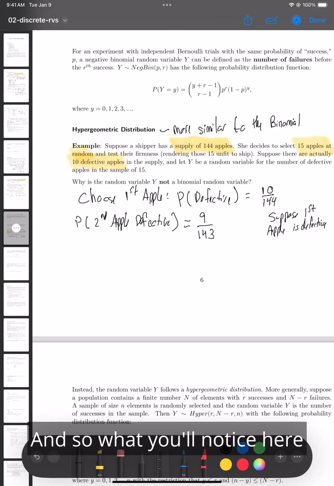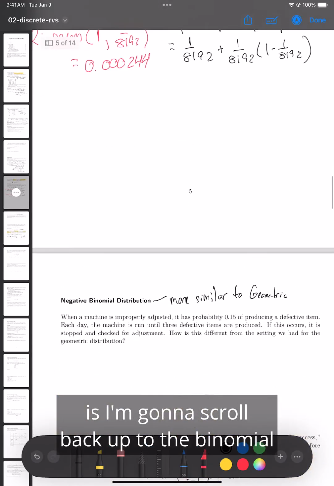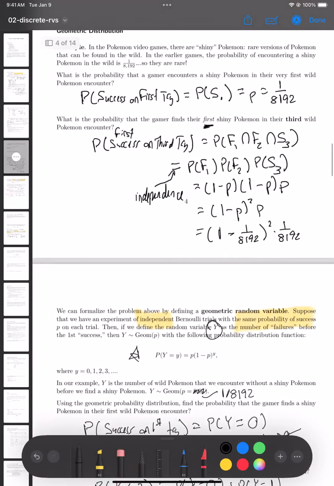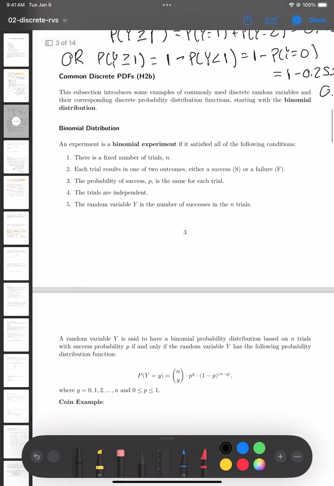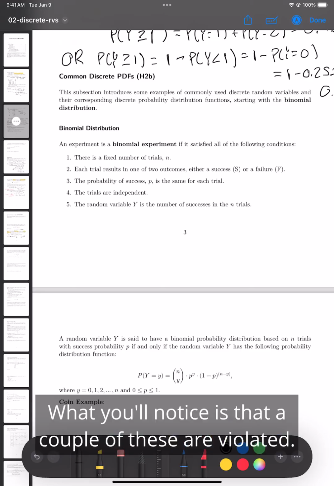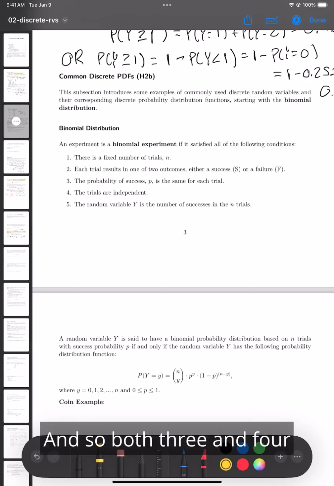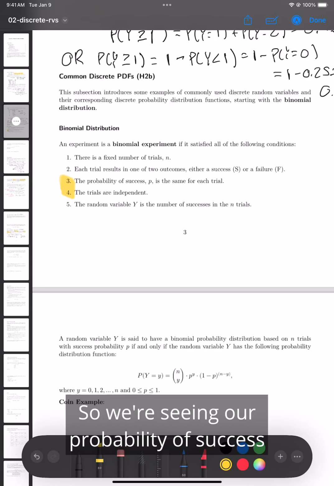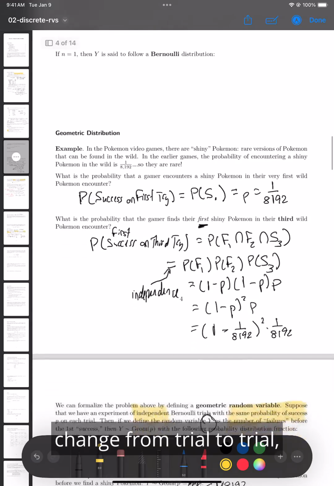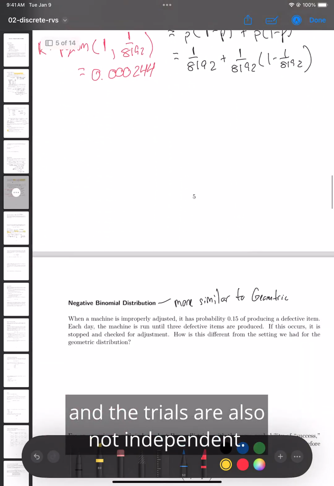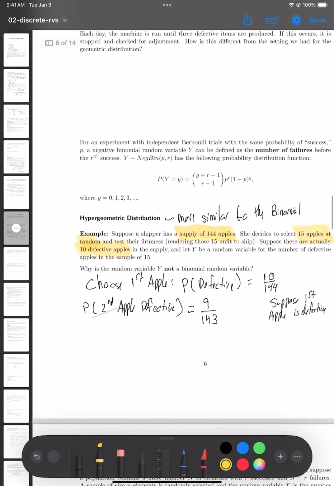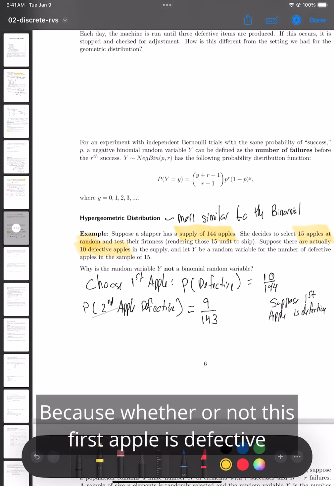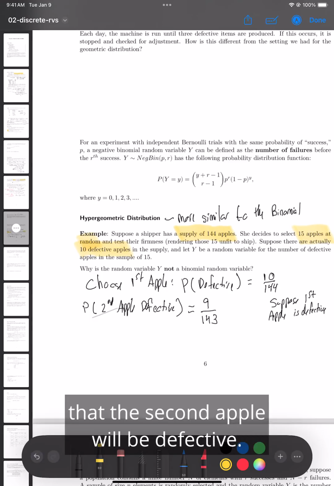What you'll notice here, as I scroll back up to the binomial experiment conditions, is that a couple of these are violated. Both 3 and 4 you could think about as being a violation. We're seeing our probability of success change from trial to trial, and the trials are also not independent, because whether or not this first apple is defective affects the probability that the second apple will be defective.